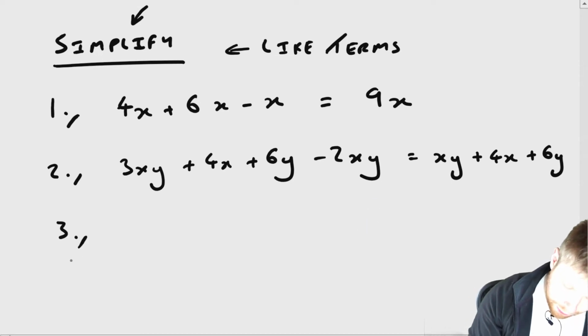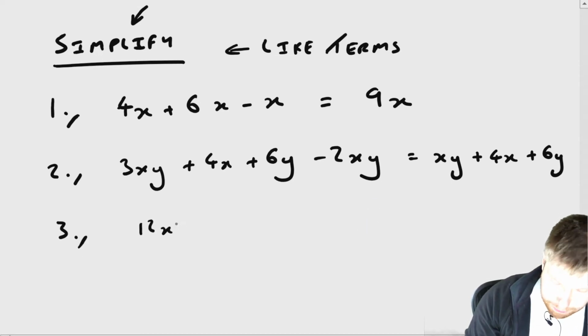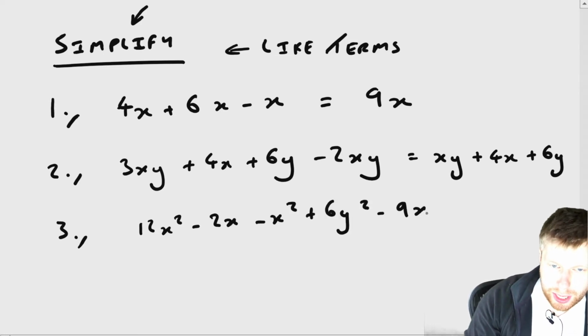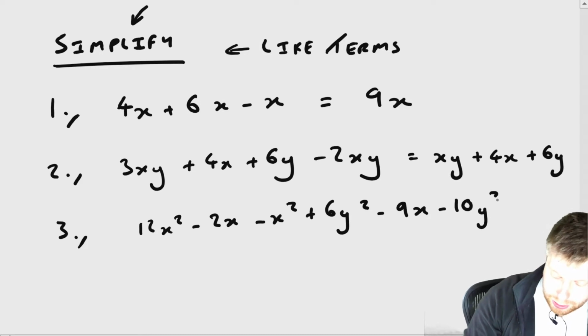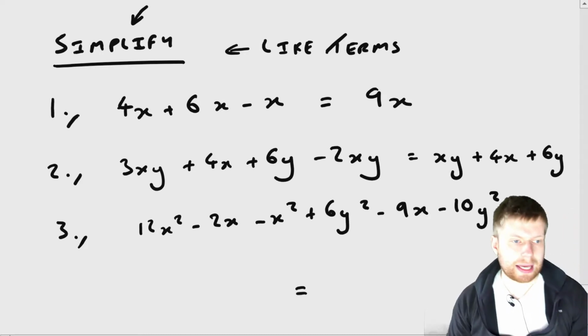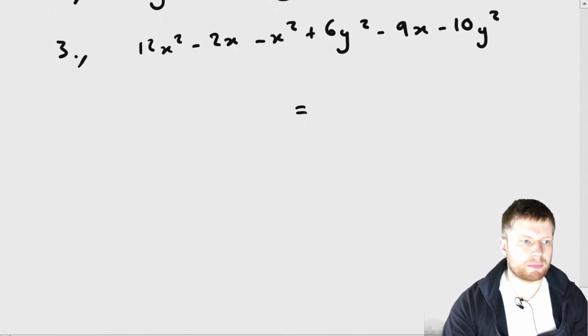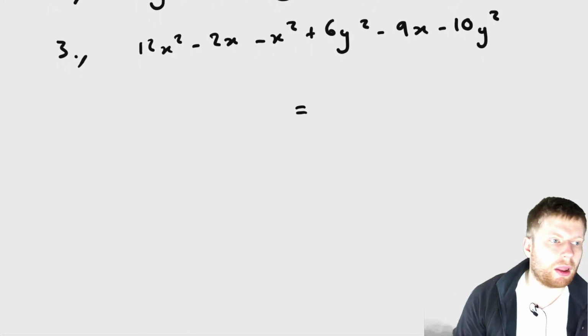Let's suppose we have 12x squared minus 2x minus x squared plus 6y squared minus 9x minus 10y squared. Okay, now I'm going to write the equals on the next line because we're running out of space slightly. So let's have a look at this. Let's first of all go through and find the like terms.